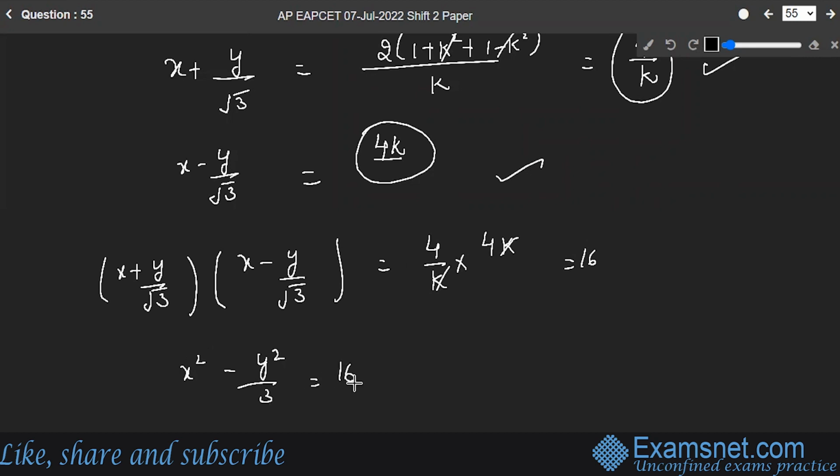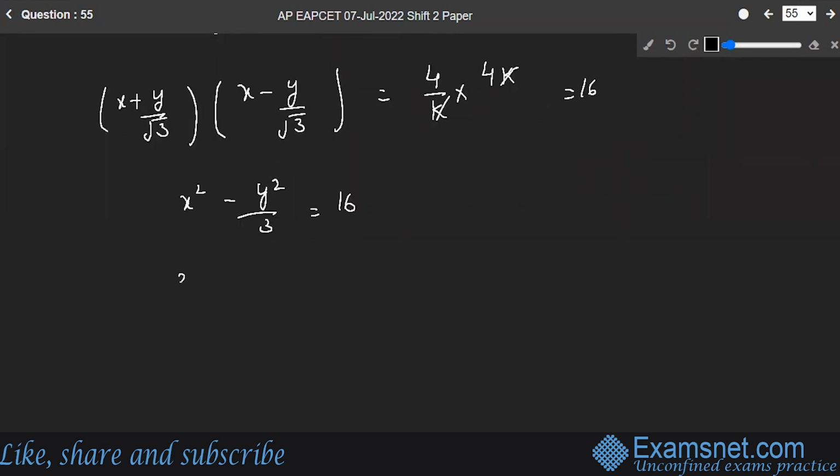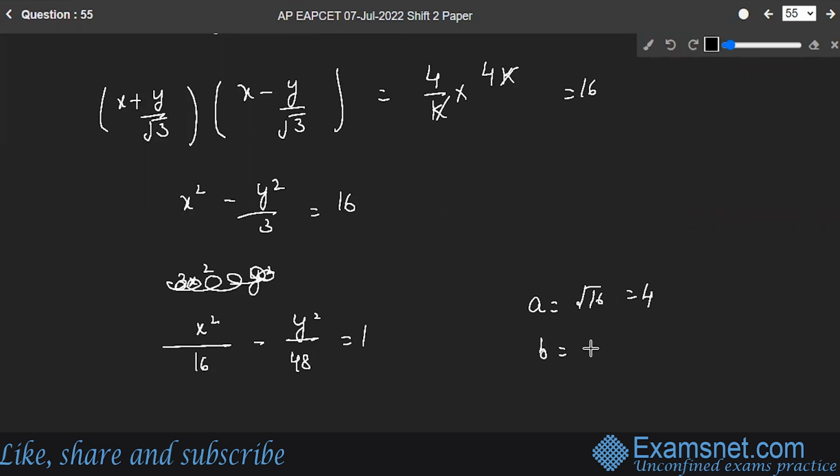Let's solve it further. Let's do it otherwise. You can also say x square upon 16 minus y squared upon 48 is equal to 1. So over here, what will be a? It will be root of 16, that is equal to 4, and b will be equal to root of 48. So let it be like this only. Or you can simply say a square is 16 and b square is equal to 48.